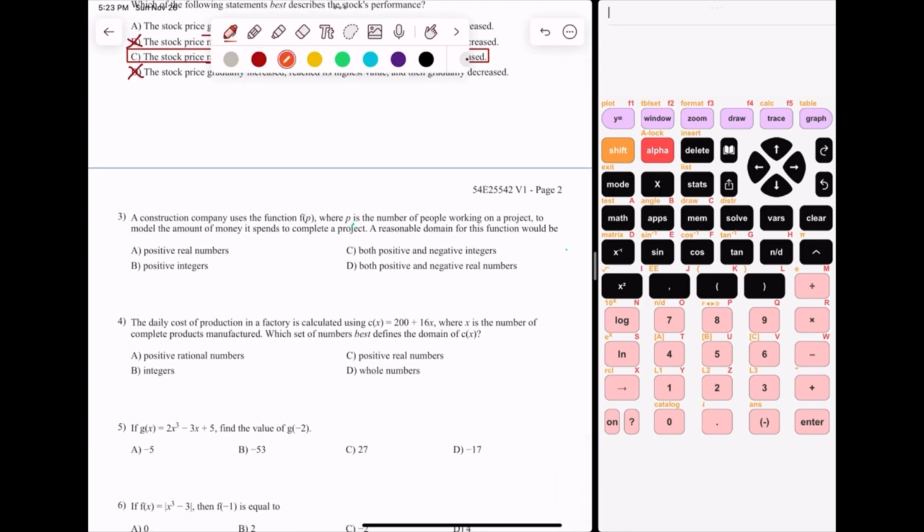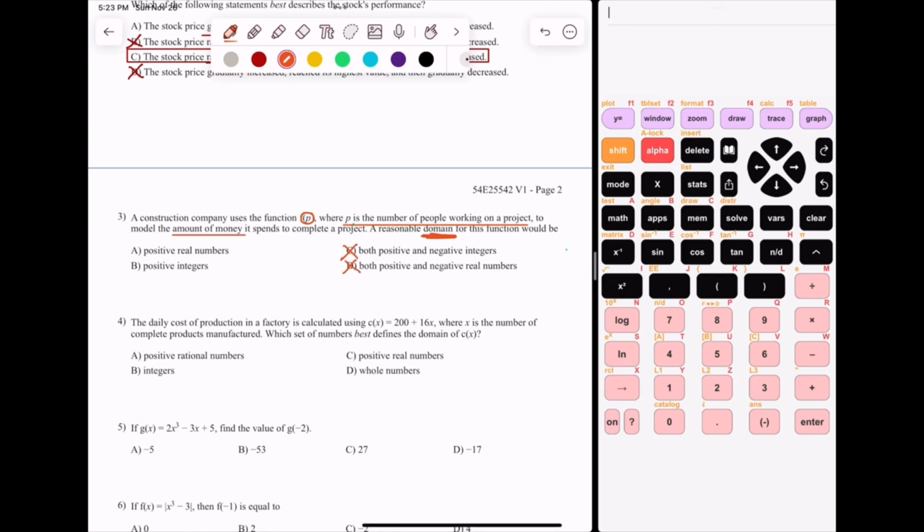All right, question 3. A construction company uses the function f of p, where p is the number of people working on a project, to model the amount of money it spends to complete a project. A reasonable domain? Domain is our input. Here we are inputting p, and p is the number of people. So we're talking about people. Well, if I'm people, I have to be positive. So it's not going to be c, and it's not going to be d.